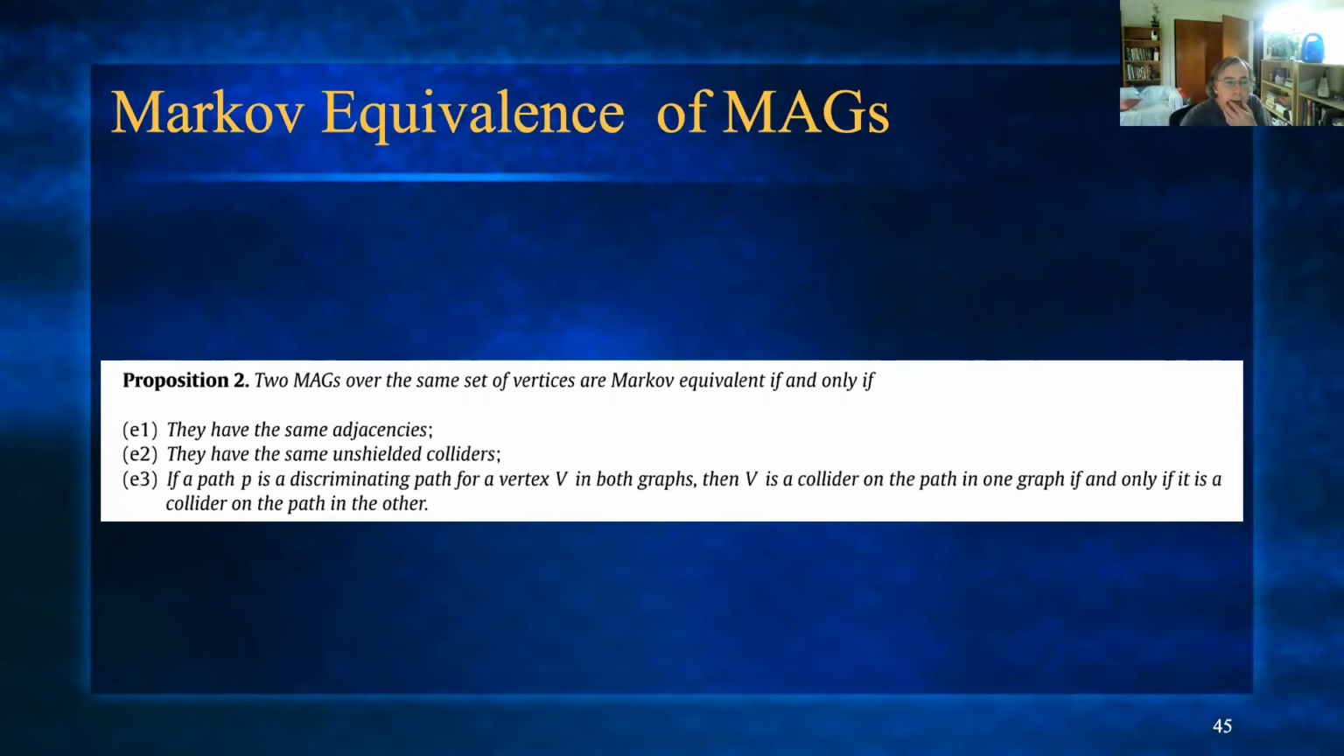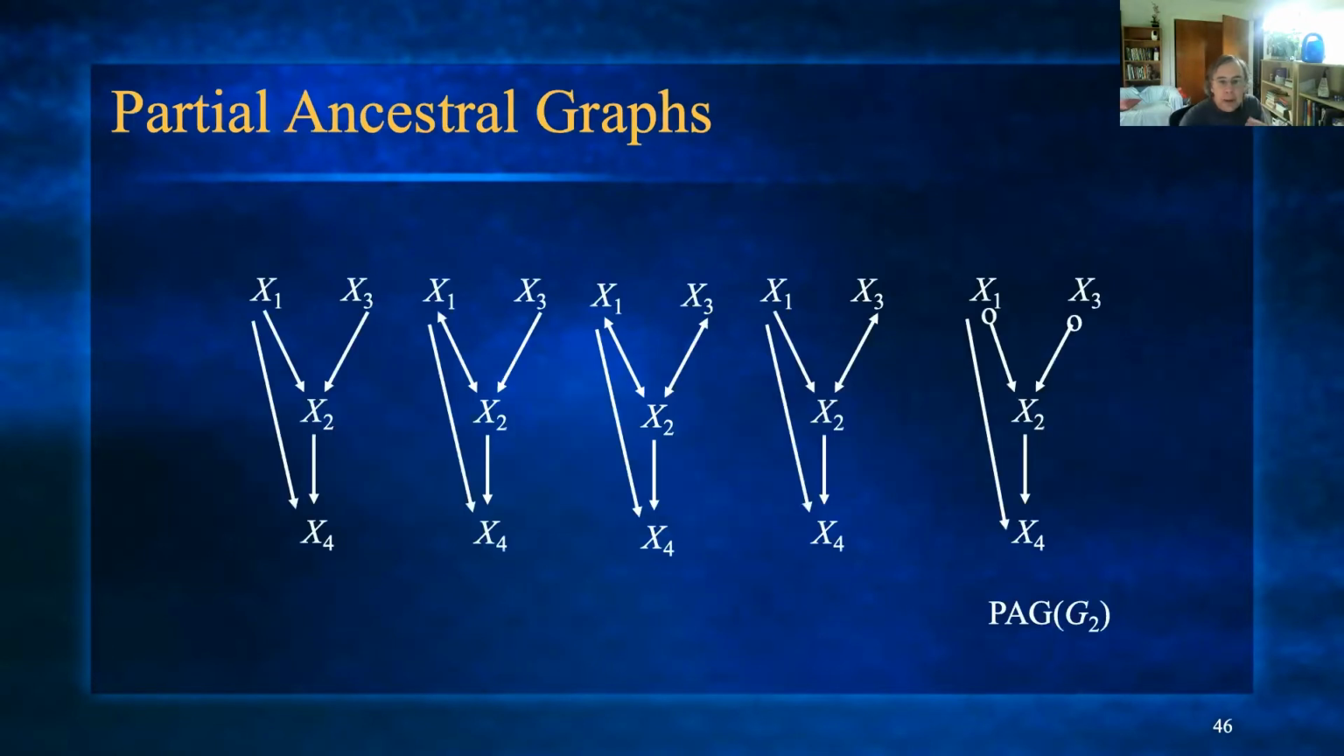Similarly here, we would see that these are different marginal graphs. They all entail the same M-connection relations, and they can all be represented by this particular partial ancestral graph.